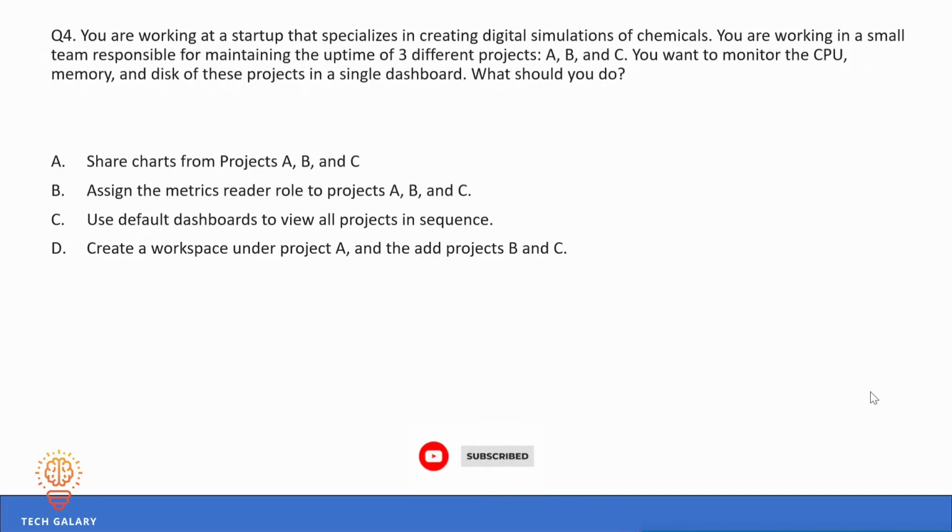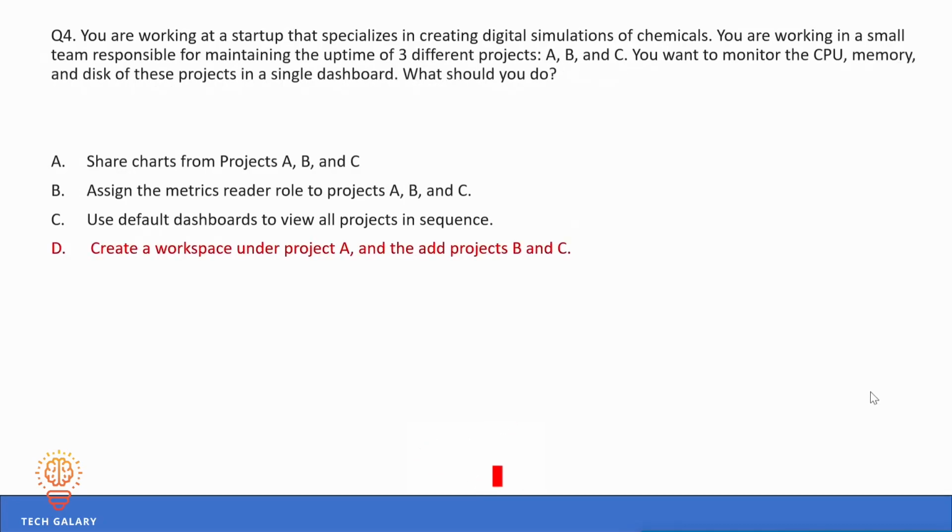Moving to option D, create a workspace under project A, then add projects B and C. This is the most suitable one. Since workspaces are made for monitoring multiple projects, we can make use of this option to create a workspace under project A and then add projects B and C. So we can monitor all of these projects in a single dashboard. So option D is the correct one.